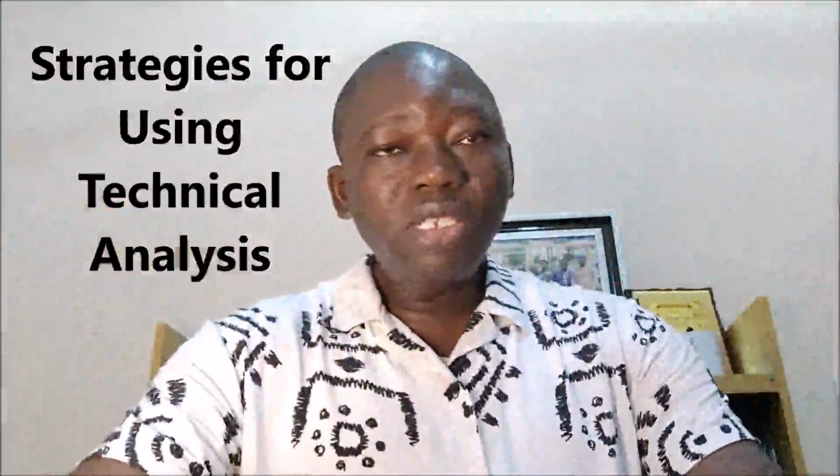Now, let me show you the strategies for using technical analysis. One of the basic strategies is to combine indicators. So you don't just use one indicator, you combine two or three indicators. Using multiple indicators can provide more reliable signals. For example, a trader may look for a crossover in the MACD alongside an RSI, helping to confirm a buy or a sell signal.